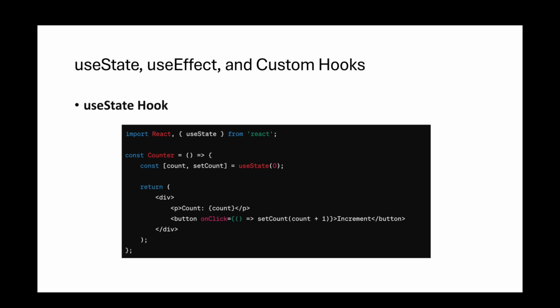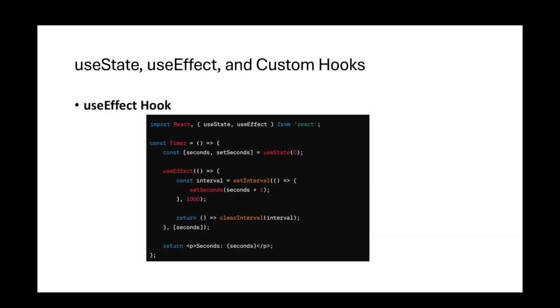Example: import React, { useState } from 'react'; const Counter = () => { const [count, setCount] = useState(0); return <div><p>{count}</p><button onClick={() => setCount(count + 1)}>Increment</button></div> }.